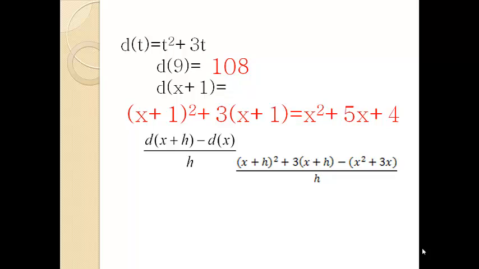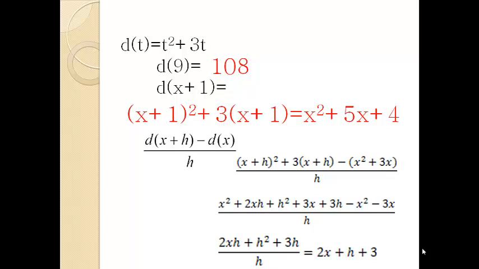x plus h squared plus 3 times x plus h, then you have to subtract the original. FOIL everything, distribute the negative, distribute the 3, combine like terms, divide out the h's, and you get 2x plus h plus 3 for your final answer.